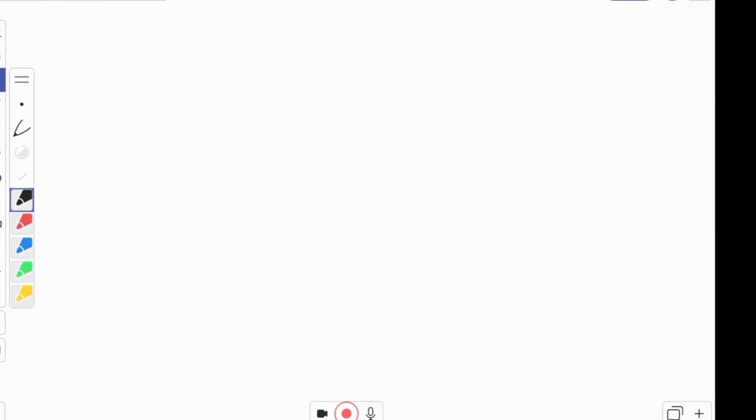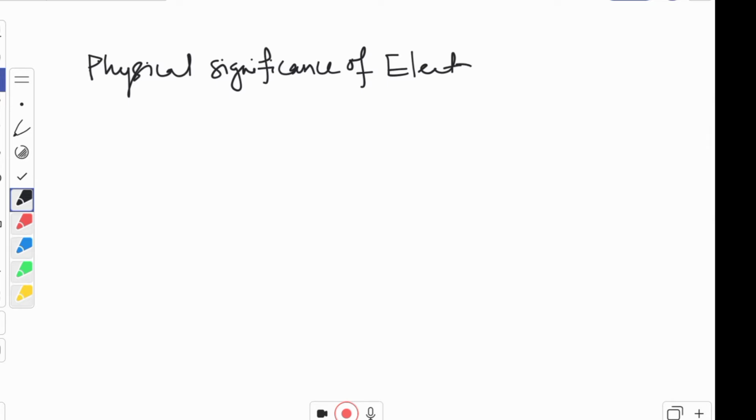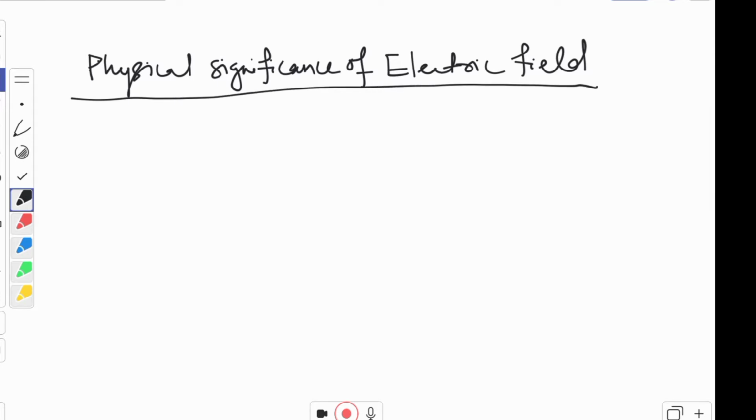Today we are going to discuss the physical significance of electric field. This is a little bit difficult one, a very important concept. It is there in NCERT. So I am trying my best to make you understand this beautiful concept, and in NCERT also they have explained it beautifully. See, what is the physical significance of electric field.